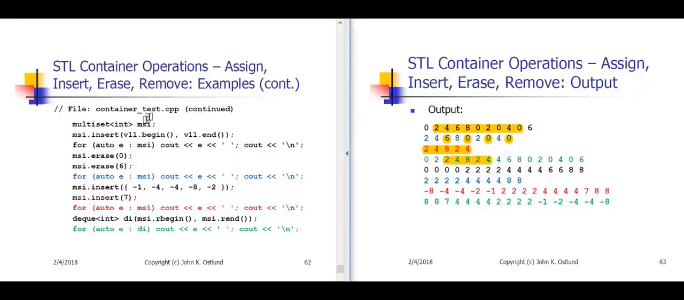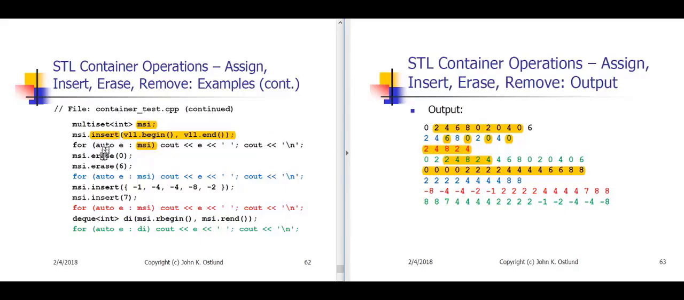Finally, here on slide 62, I'm creating a multiset of int, msi. Initially, msi is empty. Then I'm doing an insert into msi of the entire sequence of values in the vector v11, from the beginning up to but not including the end. When I display msi in this range for loop, the elements of msi are the same as the elements of v11, except that a set, in this case a multiset, stores elements by default in ascending order. So I have 4 zeros, 4 2s, 4 4s, 2 6s, and 2 8s.